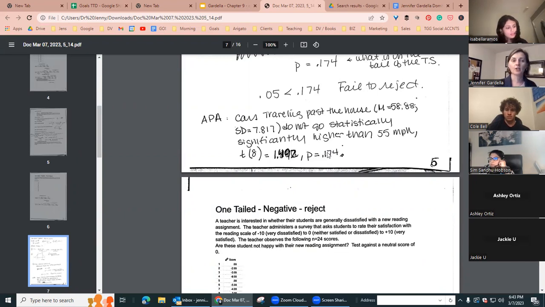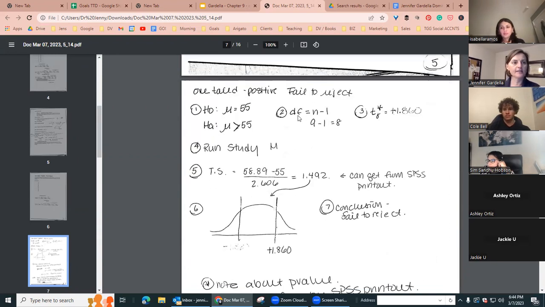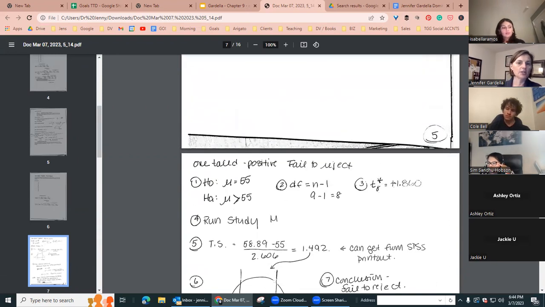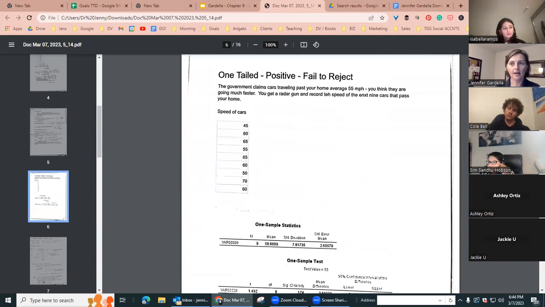Okay, so that is one example. In one instance, we reject. In one instance, we fail to reject. So now Crazy Mom, in example number 2 here, does not get her stop sign. These cars were not found to go faster than what the government says.